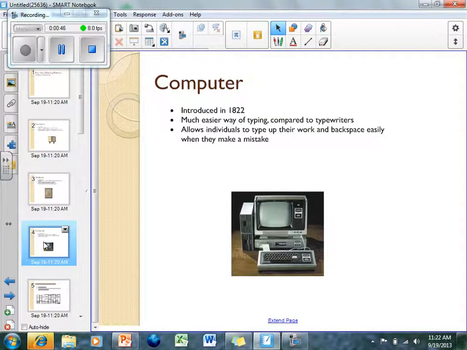The computer was introduced in 1822, and it was a much easier way of typing compared to typewriters. It allowed individuals to type up their work and backspace easily, and they could save their work on the computer.